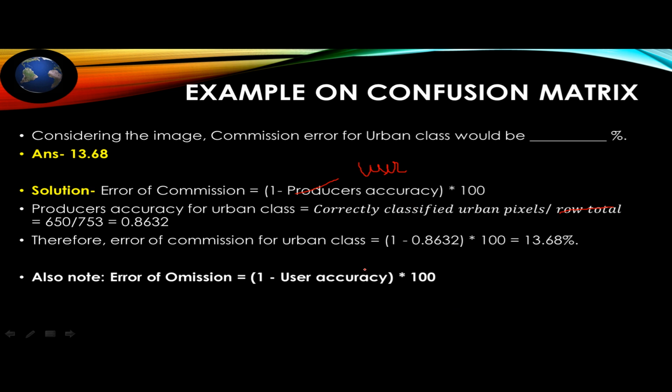I will correct it. So it means you understood commission and omission error. Yes. What does commission error tell about? It is basically the ratio of the urban pixels with respect to the column, and omission error is basically one minus the urban pixel divided by the row total. No, no, no. I am asking about.